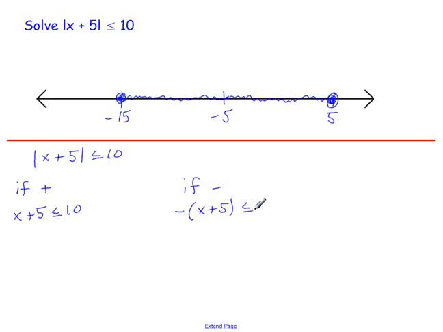Solving, we have to solve each of these now. So on this side, subtract 5 from both sides. X is less than or equal to 5. Over here, distribute this negative. So this is negative x minus 5. A negative makes whatever is in here the opposite of what it is. So a negative x and a minus 5 is less than or equal to 10. We're going to add 5 to both sides to solve this. Negative x is less than or equal to 15.